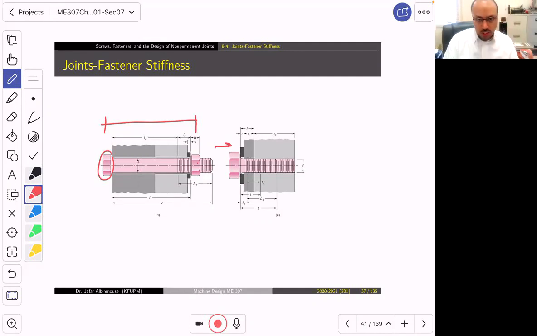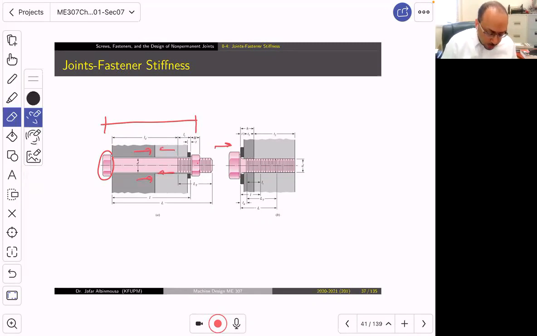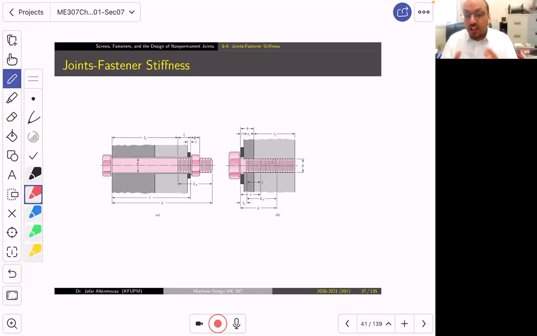Now, the only question is this. When you stretch it, this is where the action happens, and then you have the clamping force. That's what happened. But what are we going to do? We will see that the health of the joint is basically composed of the strength of the bolt, as well as, we will see later, the stiffness of the joint itself. This joint, how stiff it is. So, forget about the joint stiffness. Let's talk about the bolt.